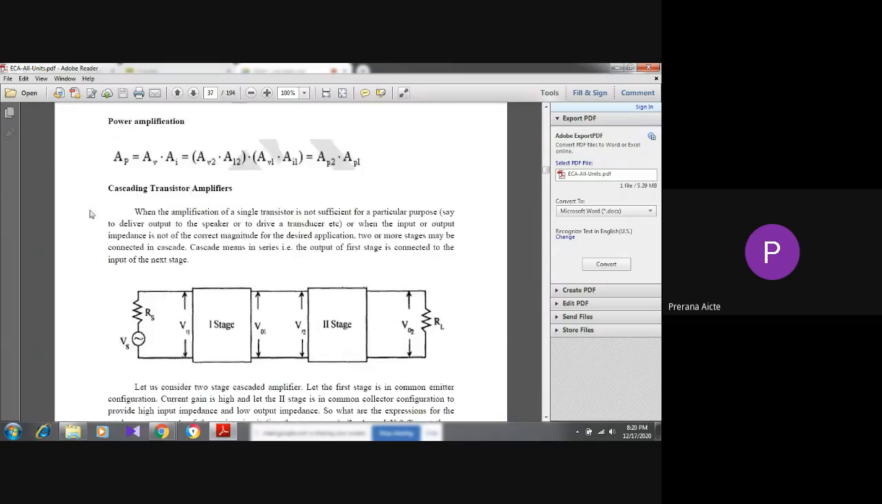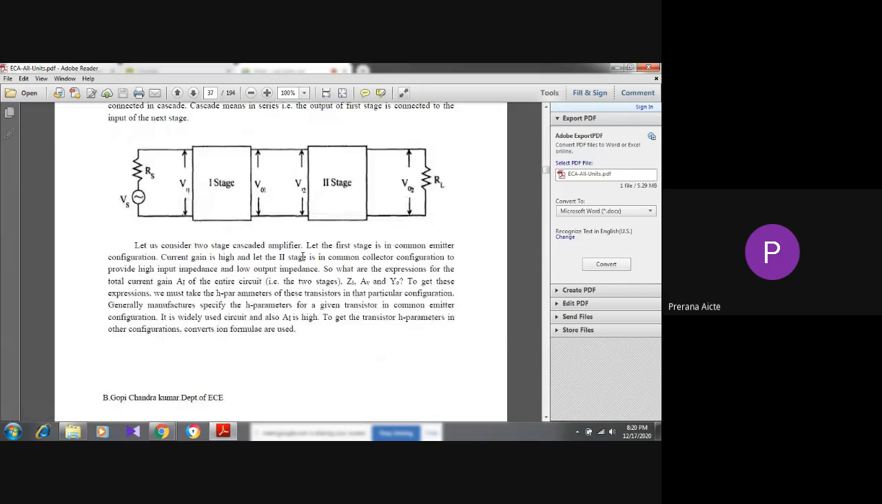Okay, now cascading transistor amplifiers. See, this is a cascade of first stage and second stage. Here VI1 means input voltage of the first stage, VO1 means output of the first stage. Similarly, VI2 means input of the second stage, and VO2 means output of the second stage. RL means load resistor, RS means source resistance, and VS is equal to source voltage.